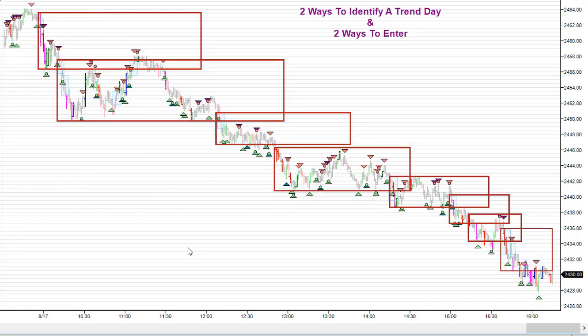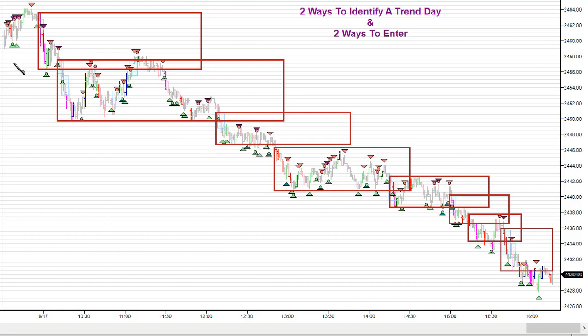So now we're not looking at the zones, we've just isolated the boxes, okay? So these are developing as the day unfolds. And you can see, obviously in hindsight, that these boxes are just continually moving down. It's what I call stacking selling boxes. But the first thing we want to look for in a potential trend day, in this case down, we want to look for a couple things.